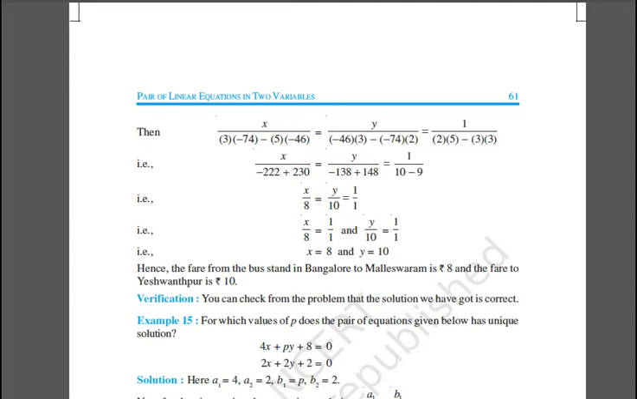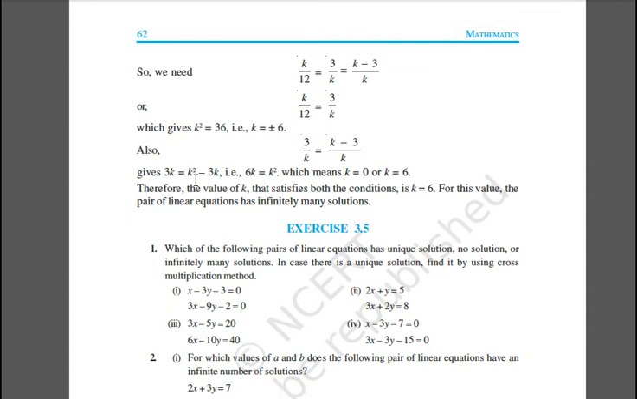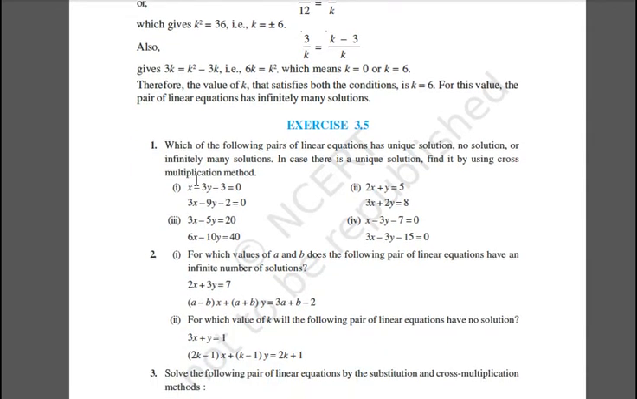Today we are going to start exercise 3.5. Now, question 1 is, which of the following pairs of linear equations has unique solution, no solution, or infinitely many solutions? In case there is a unique solution, find it by using cross multiplication method. Now there is one new thing here, cross multiplication method.